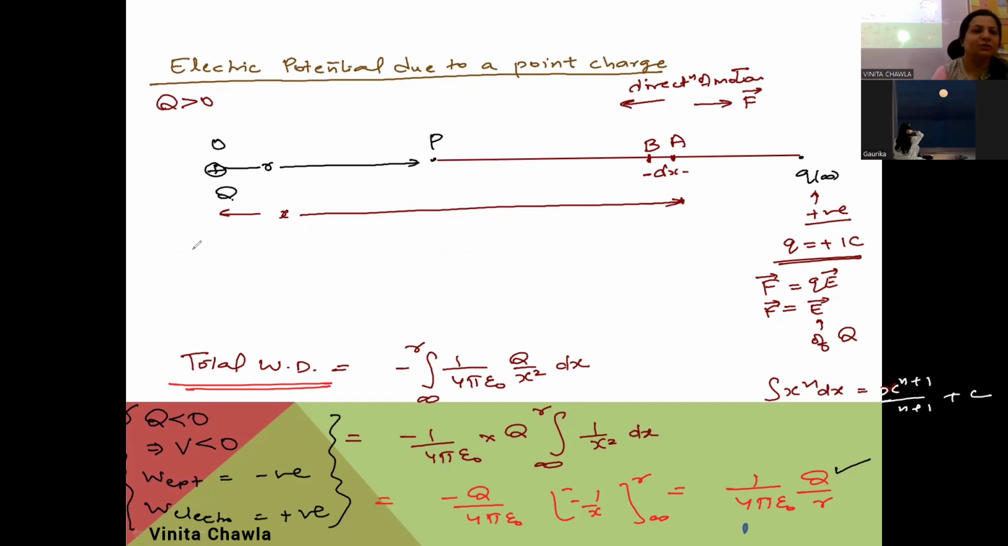And if q is less than 0, then because we are taking this charge as unit positive, so this is positive, right? If q is less than 0, then the electrostatic force is attractive, and force and displacement have the same direction.